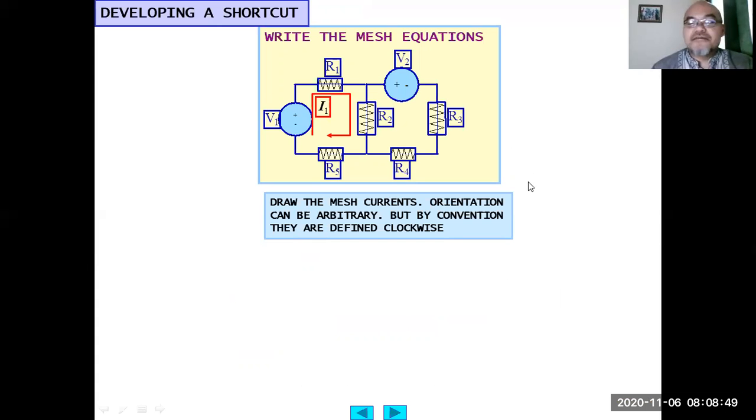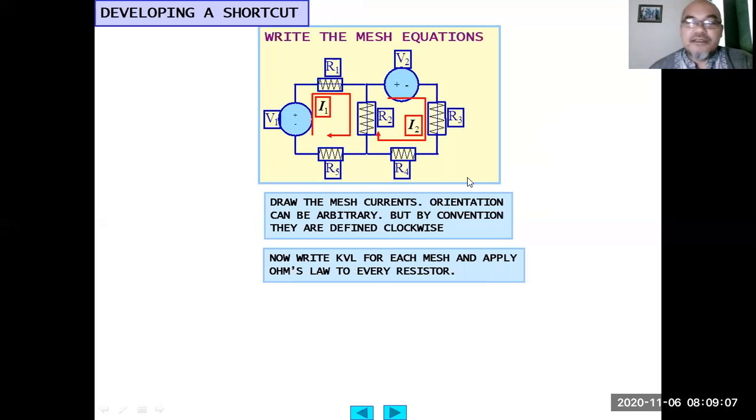So usually by convention we use clockwise to orient the loop current, but actually it doesn't have to be clockwise. You can also draw counterclockwise, but normally we do it clockwise. After we determine the loop current, then we write KVL, Kirchhoff voltage law, for each of the meshes, and apply Ohm's law to every resistor. So then the voltage term becomes current multiplied by the resistor.